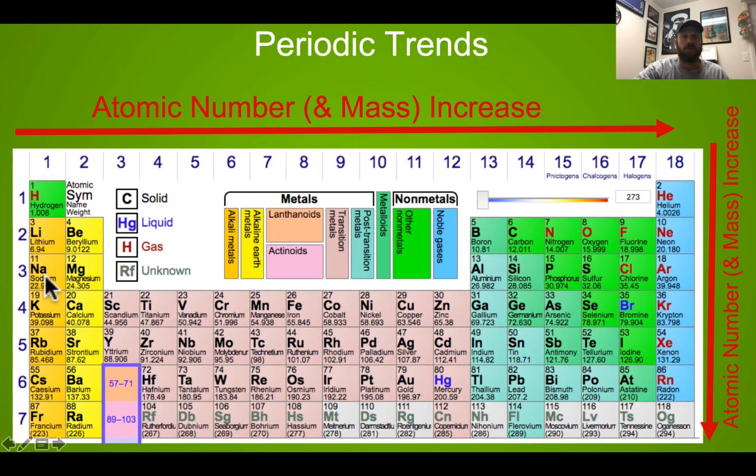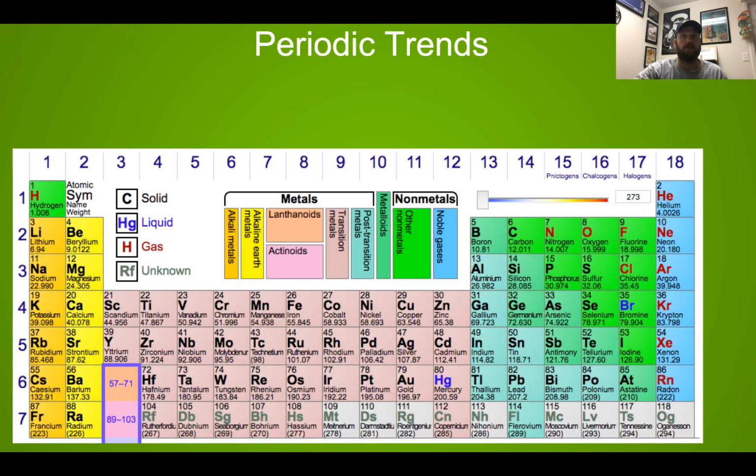If you move across the period, which if you remember is left to right across the table, the atomic number increases. The same is also true for the atomic mass, with only a few limited exceptions, like the one from argon to potassium, cobalt to nickel, and tellurium to iodine. Down a group or family, the atomic number and atomic mass always increase.